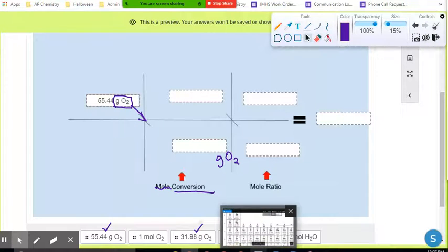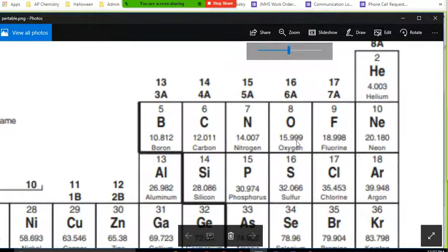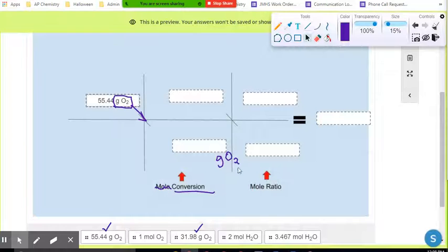According to our periodic table, each oxygen is about 16, 15.999. So if I have 2 of those, the molar mass is going to be 32-ish, right? I got it in the direct chat. Good job. Nice work. So we're going to put the 31.98 right here. This is the part where we have molar mass in grams.